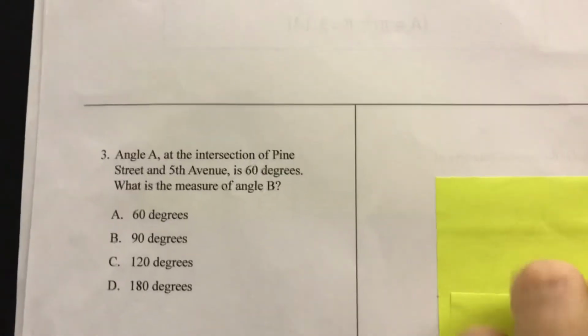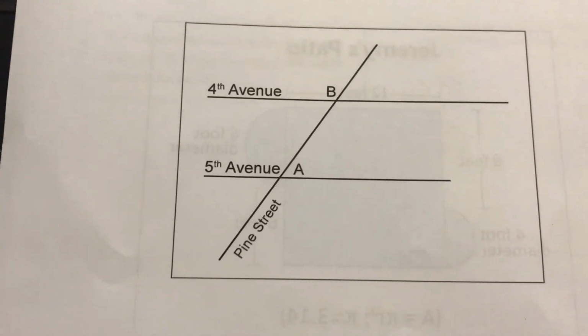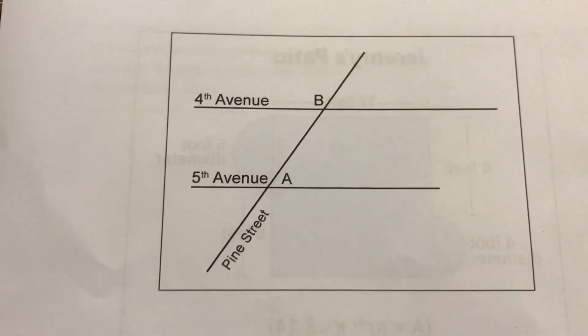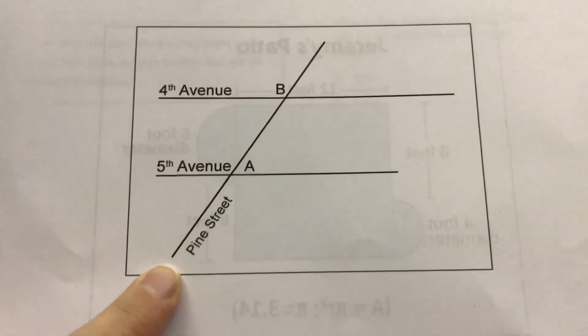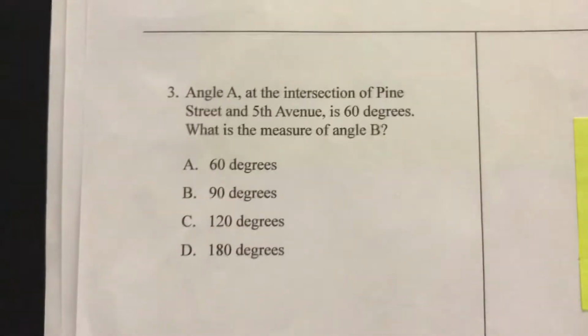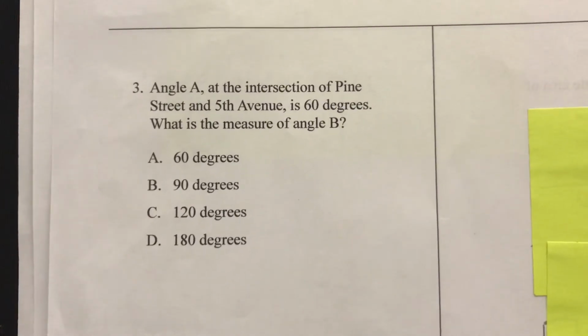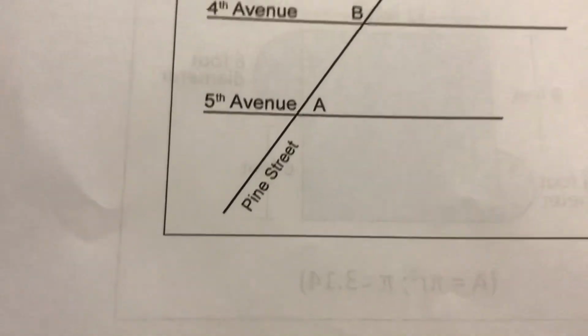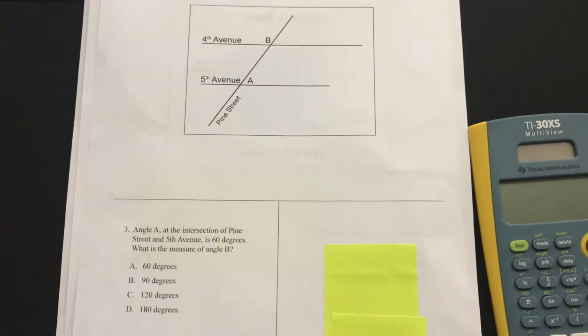Okay, let's take a look at this one over here. Now, this is testing your knowledge about lines. There are some rules about what happens when you have parallel lines like this and a line that intersects, that crosses them. So the question says, angle A at the intersection of Pine Street and Fifth Avenue is 60 degrees. So A is 60 degrees. What is the measure of angle B? Okay, so I know this is 60. What is this? Pause the video and answer the question.